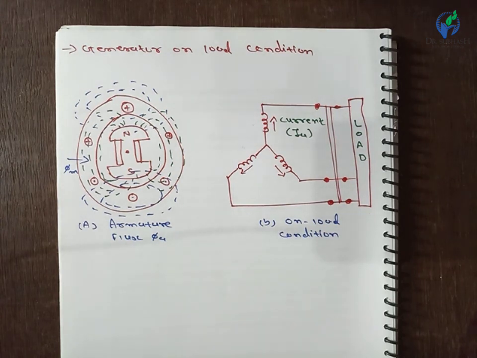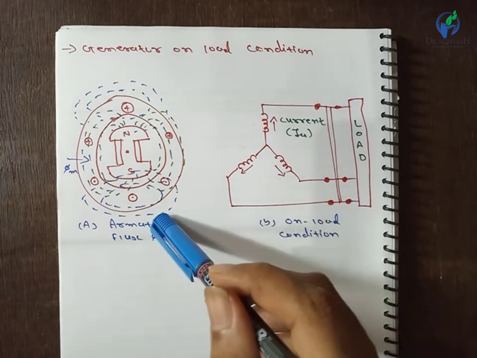The armature current will produce its own flux. So the armature flux phi A is proportional to the armature MMF, or the armature ampere turns. This armature flux produced by the armature current will interact with the main flux phi m produced by the rotor. So this is the on load condition when we take a figure of the armature flux.